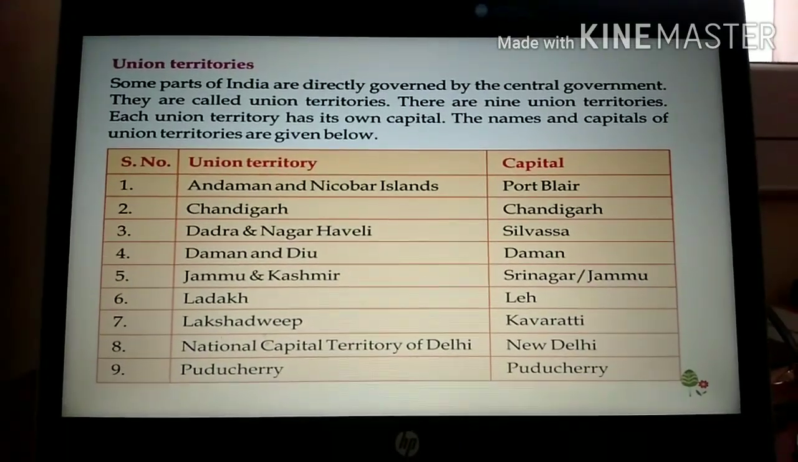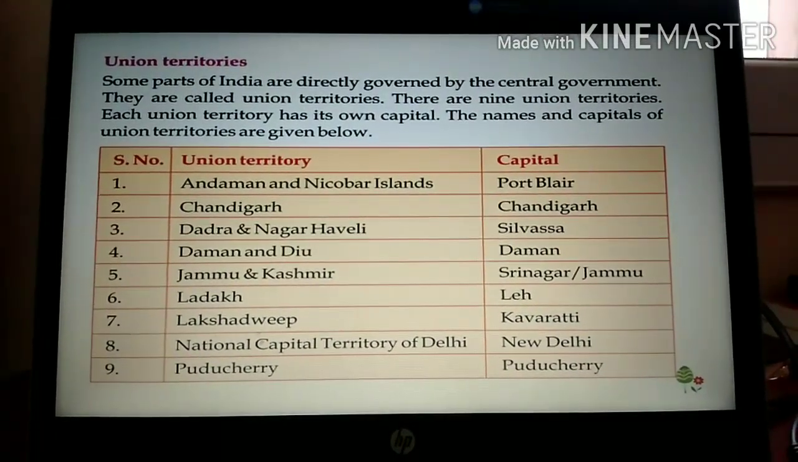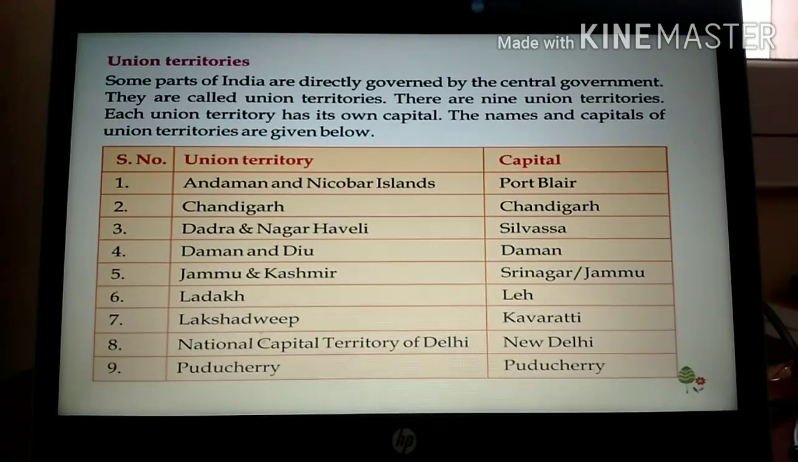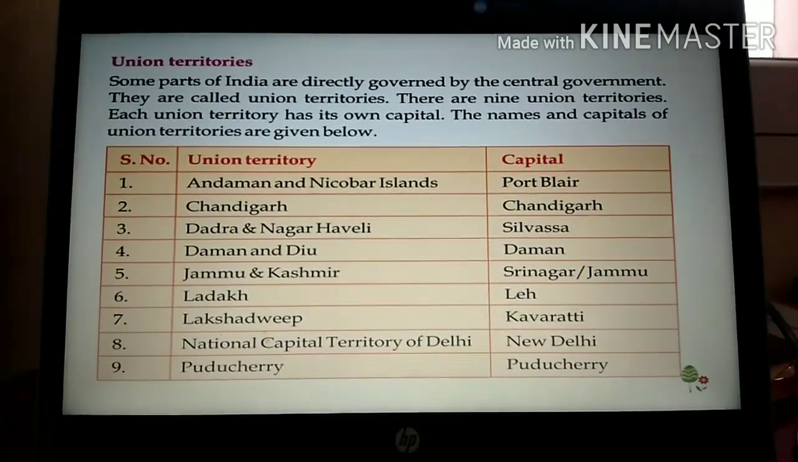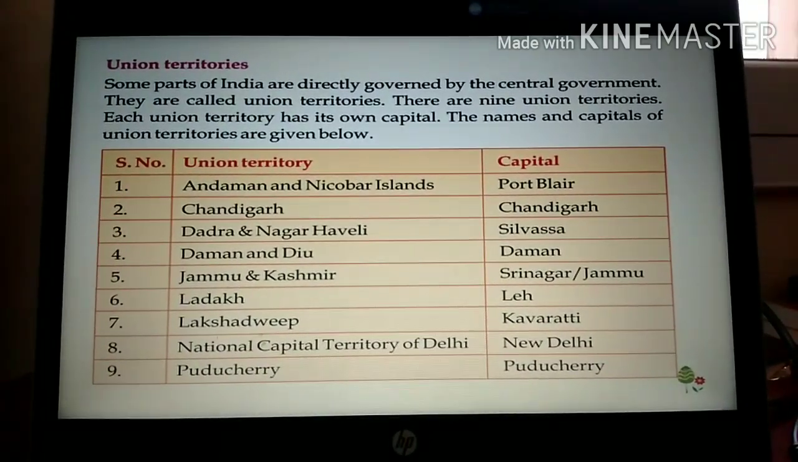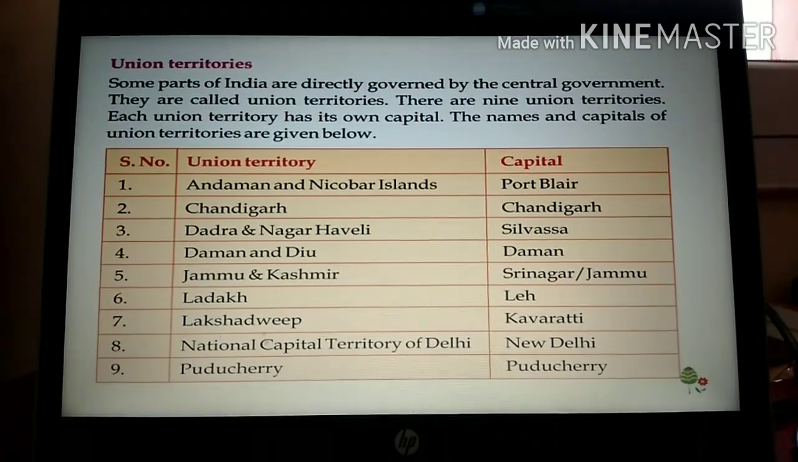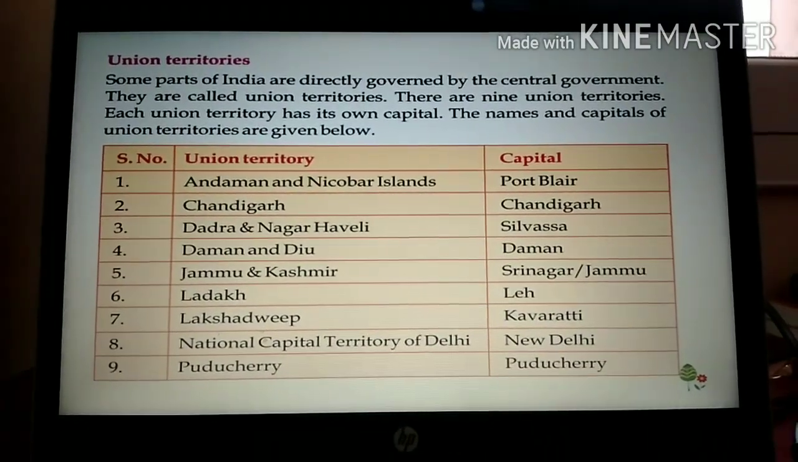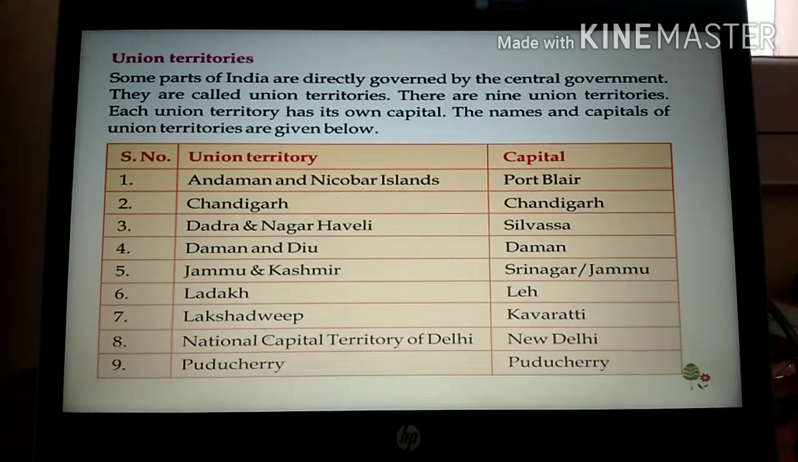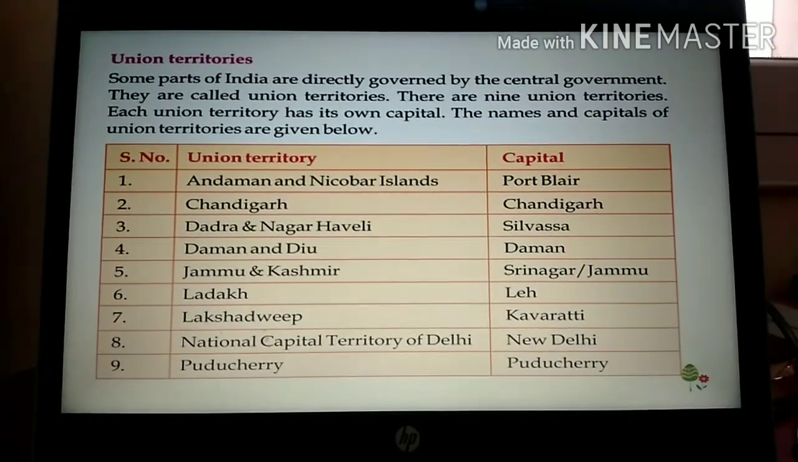So, the first Union Territory is Andaman and Nicobar Islands, and the capital is Port Blair. Next is Chandigarh, and the capital is Chandigarh itself. Next, Dadra and Nagar Haveli, Silvassa is the capital. Daman and Diu, Daman is the capital.